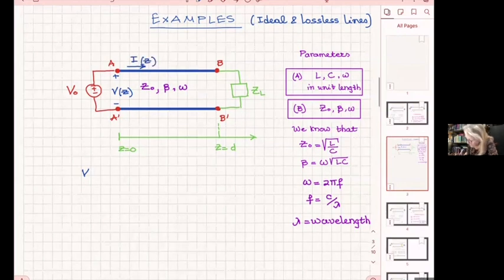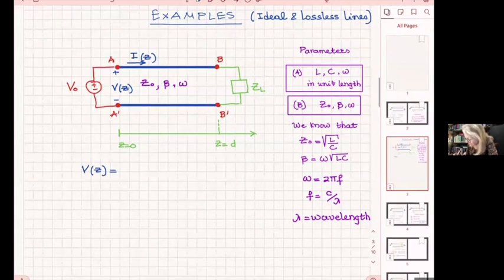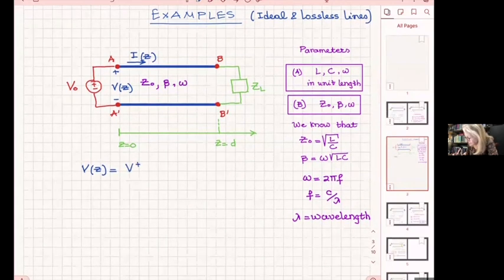And we know by now that V of Z has two components. I will show it here. I will write it clearly so you see them. V of Z plus, plus V of Z minus. This is called the incident wave, and that's the reflected.